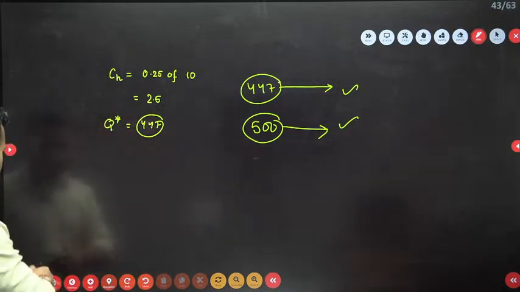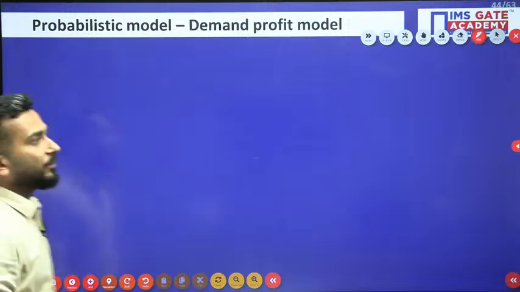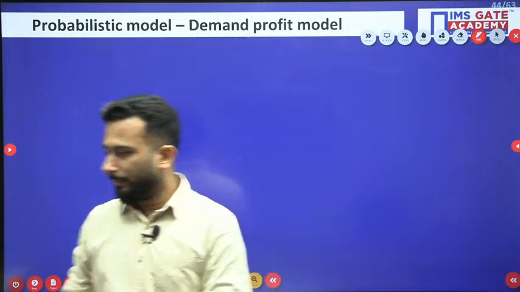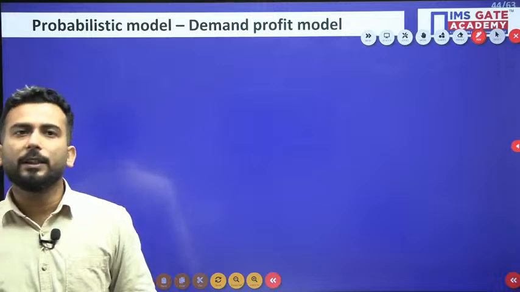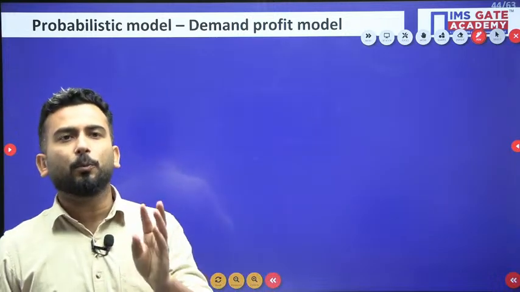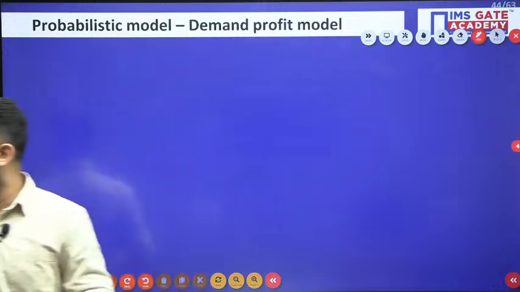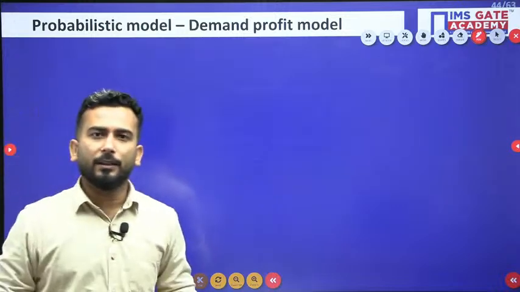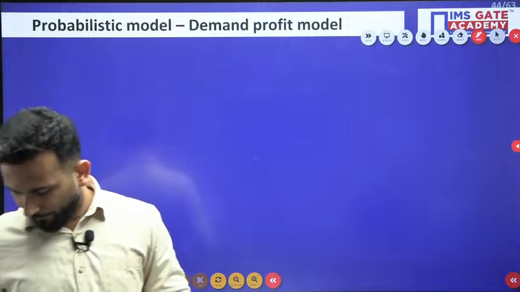So this completes your entire deterministic model. This completes your entire concepts of deterministic models, and now only two models are left, that is of probabilistic. Only these two models you have to keep in mind, and then we are good, right?